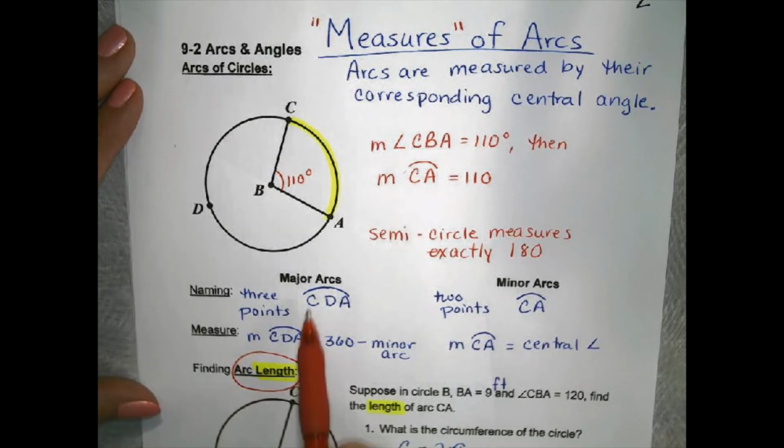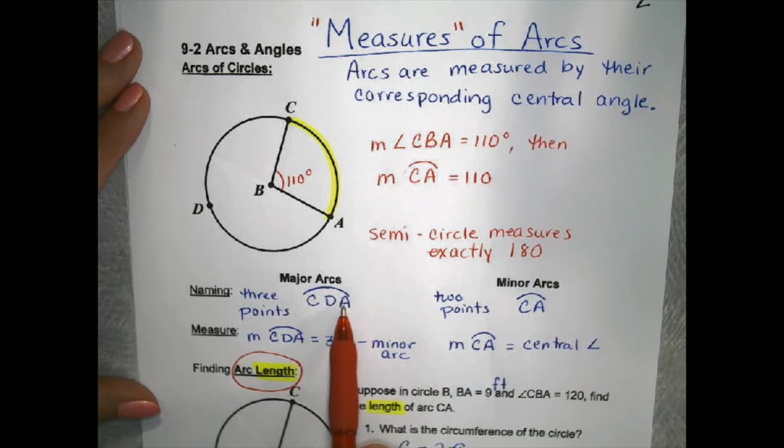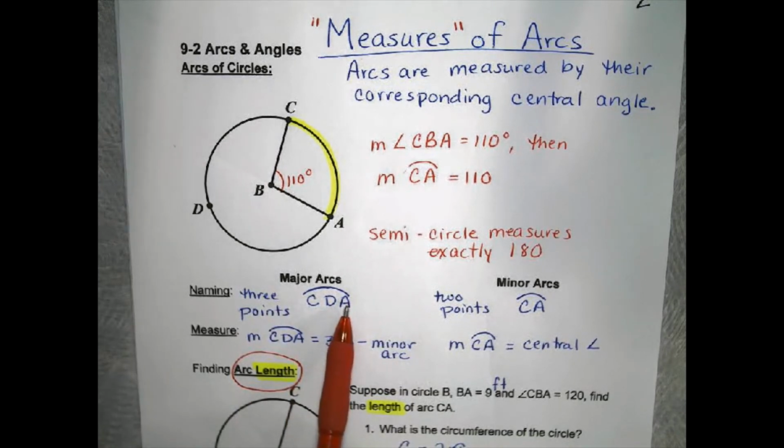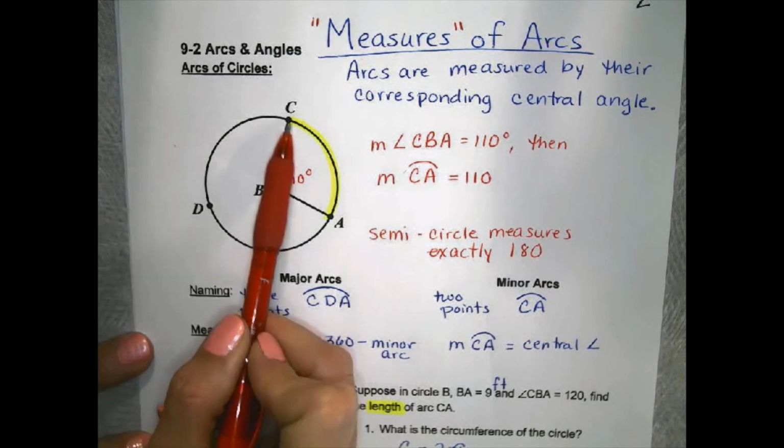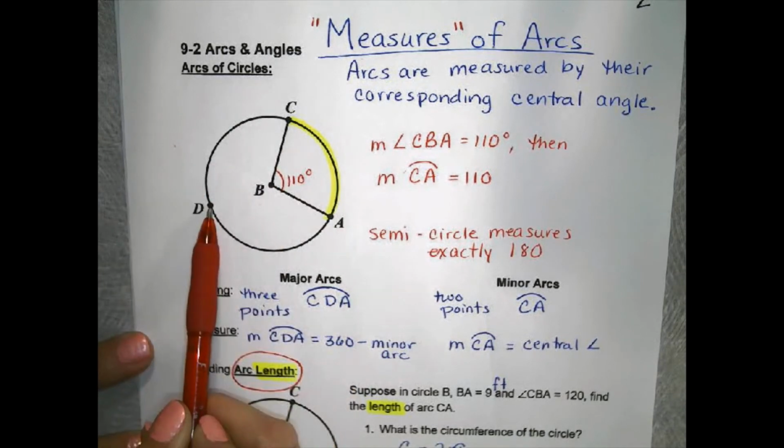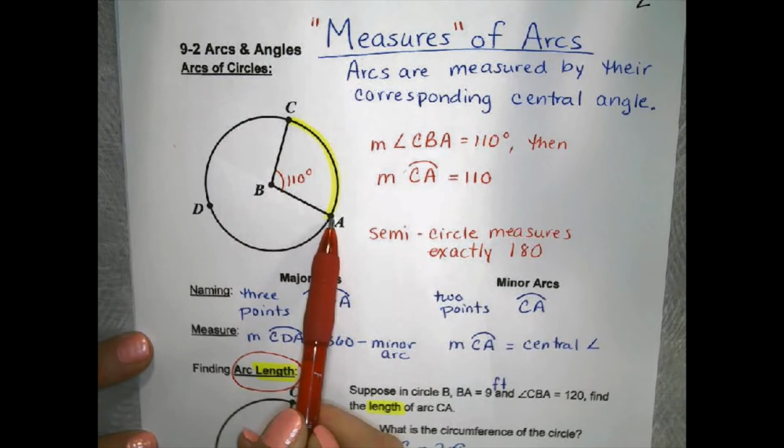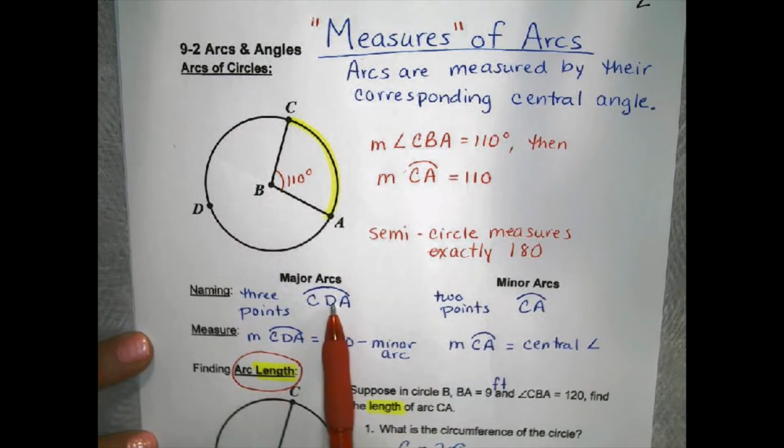The reason we do that is we have to distinguish, if I start at point C, which path do I take to get to point A? So to do the major arc, I would travel from C around the circle, passing through D, and on to A. So I use three points to name it, and again I put a curved line over the name so that I can indicate that that is actually an arc.